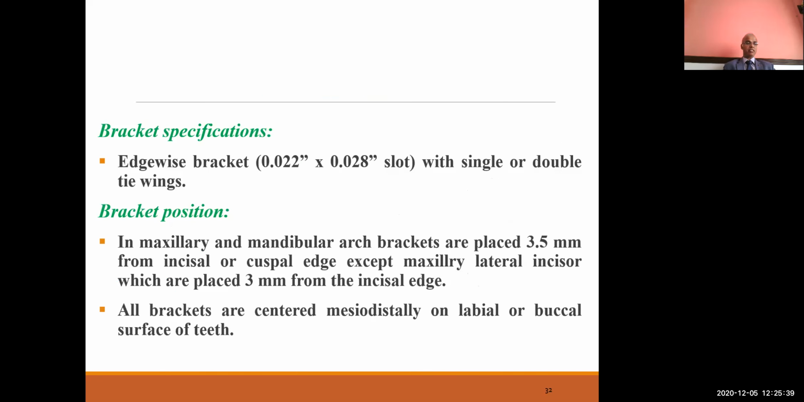Then bracket specifications: edgewise brackets 022 into 028 slots with single or double wings. And for bracket positioning in the maxillary and mandibular arch, brackets were placed 3.5 millimeter from the incisal or cuspal edge, except the maxillary lateral incisor, which was placed 3 millimeter from the incisal edge. And all the brackets are centered mesiodistally on the labial or buccal surface of the tooth.